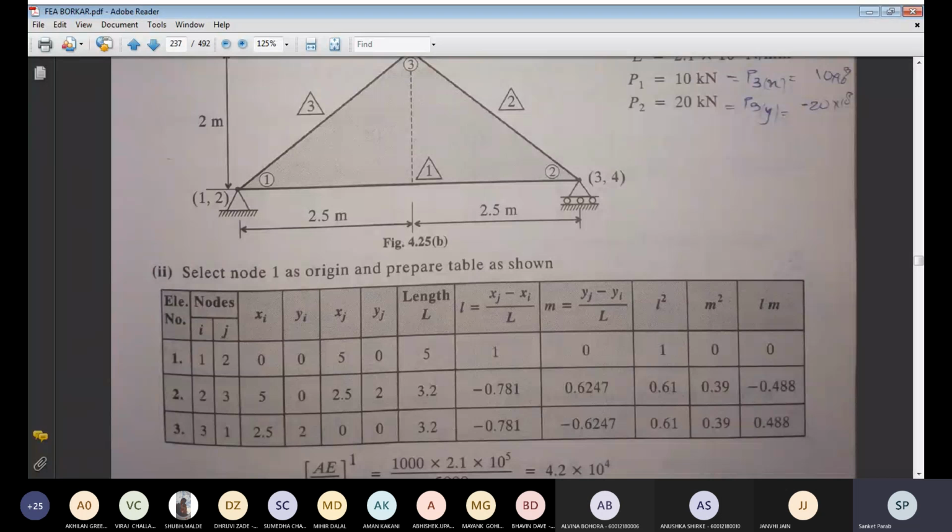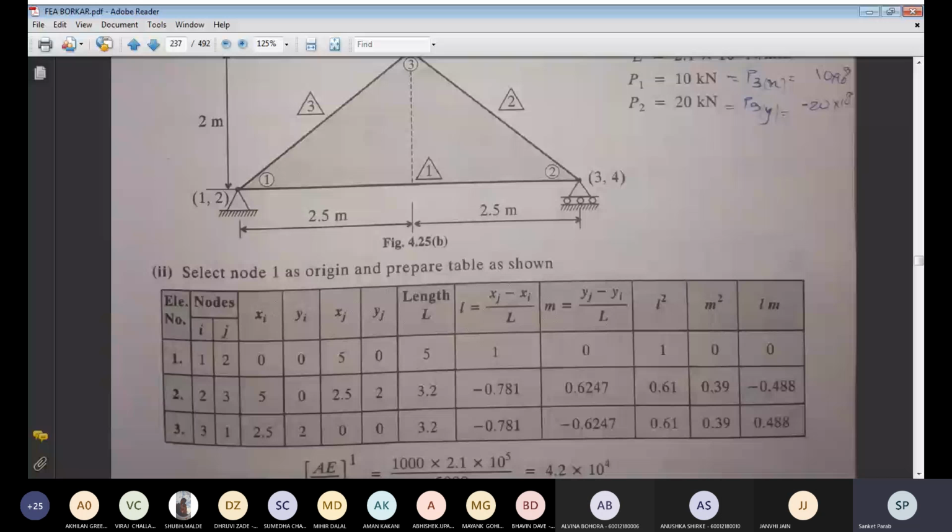And for yj minus yi, previously in the earlier element it was coming as 2, here it is coming as minus 2, but the length is the same, so M is coming as minus 0.6247. And after this, I am calculating L square, M square, and Lm for this. Now here L square and M square are the same, because whether you square a negative value or a positive value, you get the same value. But Lm I am getting positive, because negative times negative gives positive.